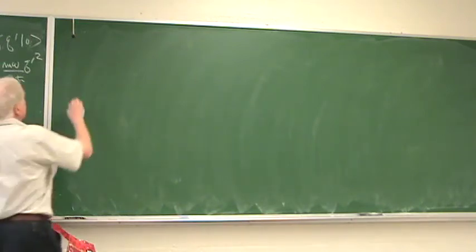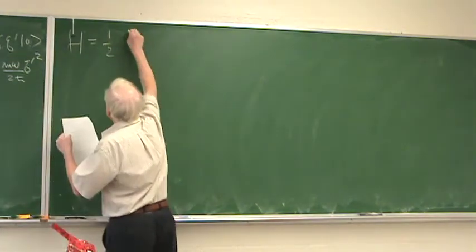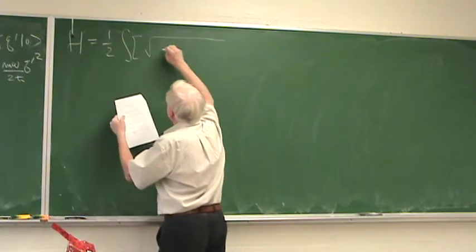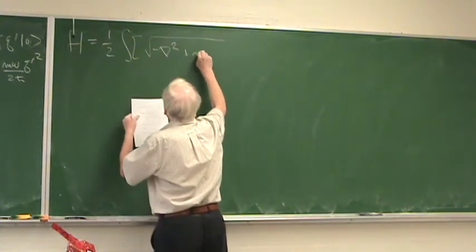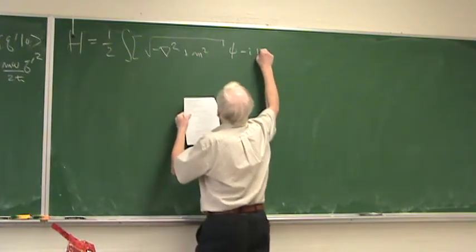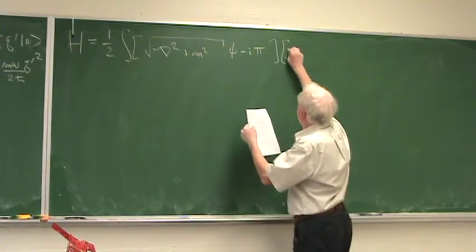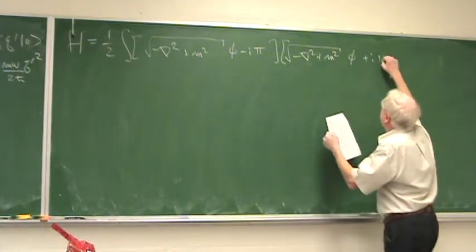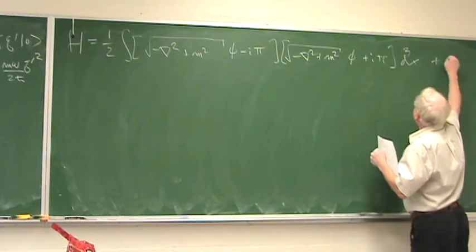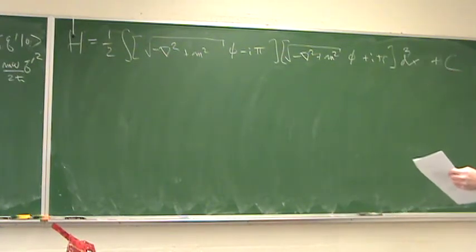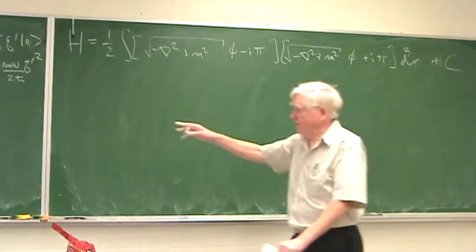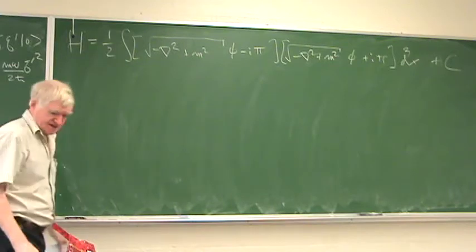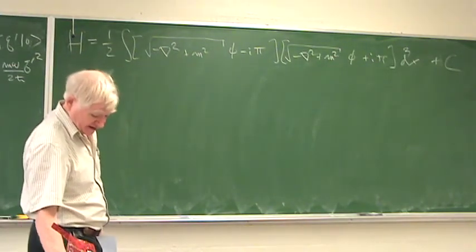Anyway, so let's now take our Hamiltonian here and factorize it the way we factorize the harmonic oscillator Hamiltonian. So then what we do is we say H is a half integral of (square root of minus grad squared plus m squared phi minus i pi)(square root of minus grad squared plus m squared phi plus i pi) d cubed x plus some constant, a constant that turns out to be infinite. This is one of the embarrassing features of aspects of quantum field theory. But anyway, it's basically a sum of 1/2 h bar omega over all the modes. But let's not think about that at the moment because that'll distract us.